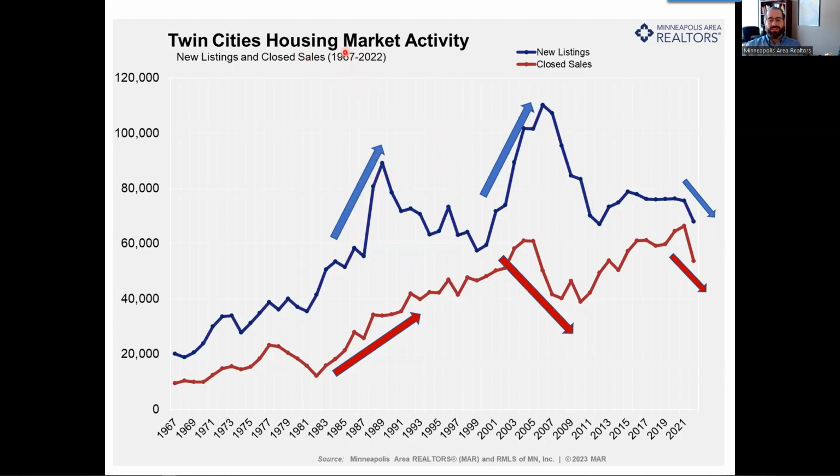This one goes back to the late 60s, and this really does show the balance, or the relationship, between supply and demand. Or I should say between buyers and sellers. You've got new listings, or seller activity, in blue, and then sales, or buyer demand, in red. Three big things to note. The first two are pretty easy. I like to say Mount Everest and K2.